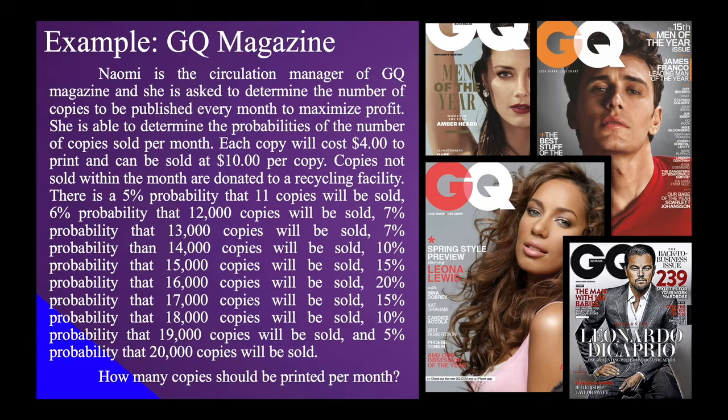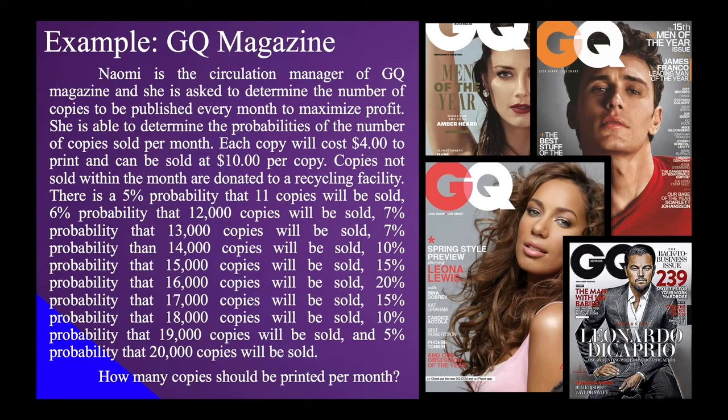Copies not sold within the month are donated to a recycling facility. There is a 5% probability that 11,000 copies will be sold, 6% probability that 12,000 copies will be sold, 7% probability that 13,000 copies will be sold, 7% probability that 14,000 copies will be sold, 10% probability that 15,000 copies will be sold, 15% probability that 16,000 copies will be sold, 20% probability that 17,000 copies will be sold, 15% probability that 18,000 copies will be sold, 10% probability that 19,000 copies will be sold, and lastly, we have 5% probability that 20,000 copies will be sold.